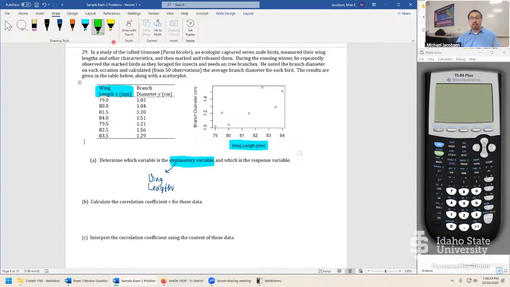Likewise, there's only two variables. So if you've nailed one down, you know the other one as well. The response variable is branch diameter. It's always the second column, and it's always the vertical axis it's associated with. So for a response, we just have to say branch diameter.